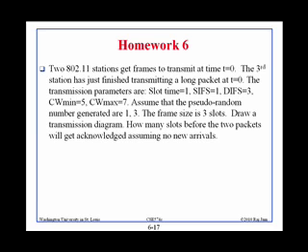Okay, so homework 6. Two 802.11 stations get a frame to transmit at t equal to 0. The third station has just finished transmitting a long packet at t equal to 0. The transmission parameters are slot time, SIFS, and DIFS, which are exactly the same as before. CW min is 5. CW max is 7. Assume that the pseudo random numbers generated are 1 and 3. So the random numbers are already given so that everybody gets the same result. The frame size is 3 slots. Draw a transition diagram. How many slots before the 2 packets will get acknowledged, assuming no new arrivals?